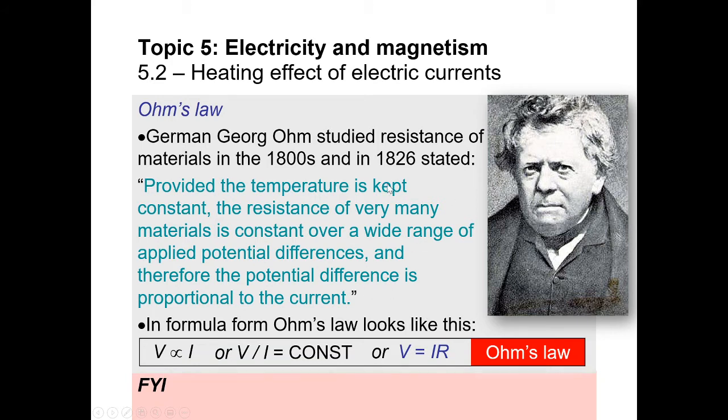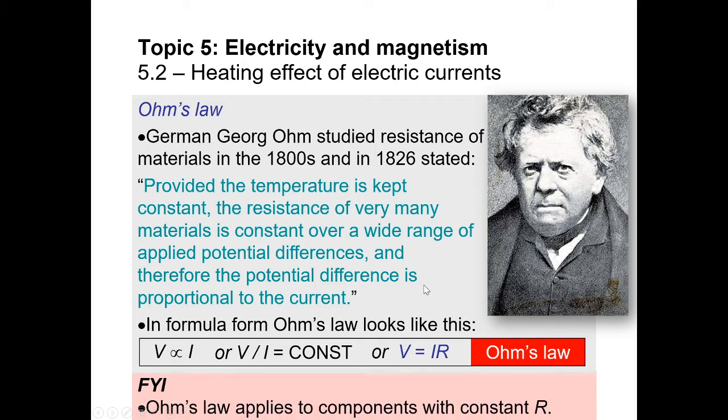In the 1800s, German physicist George Ohm studied resistance, and he came to this conclusion. Provided the temperature is kept constant, the resistance of very many materials is constant over a wide range of applied potential differences, and therefore the potential difference is proportional to the current. So if V is proportional to I, that means V is equal to I times a constant. This is what we've been talking about this entire time with proportionalities. What's that constant? It's resistance, capital R. So that's how we go from left to right.